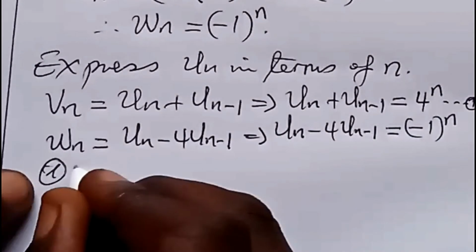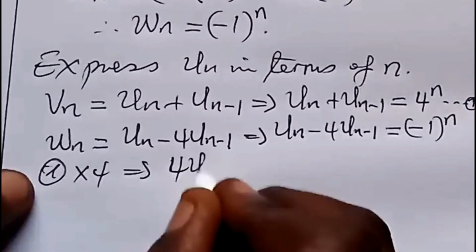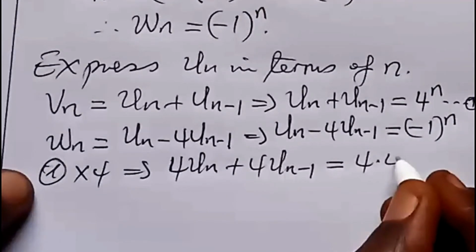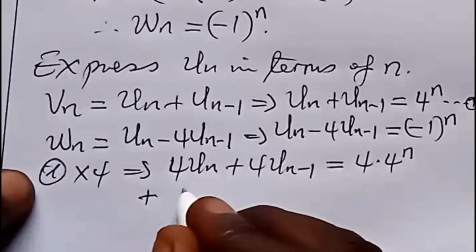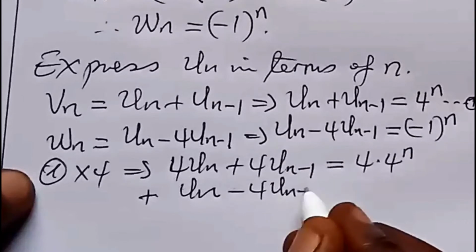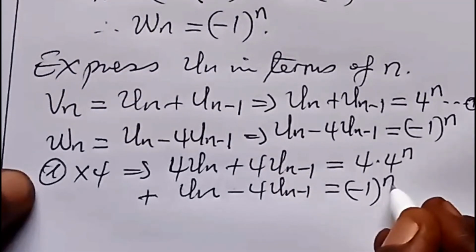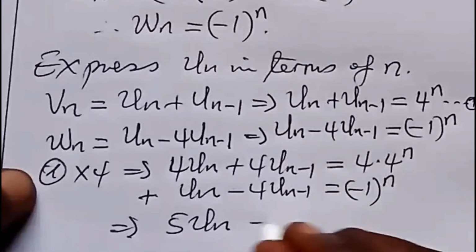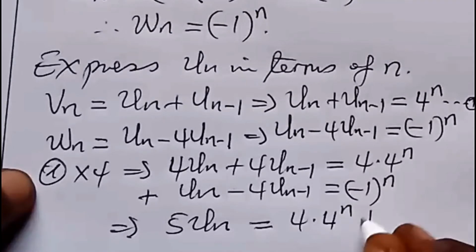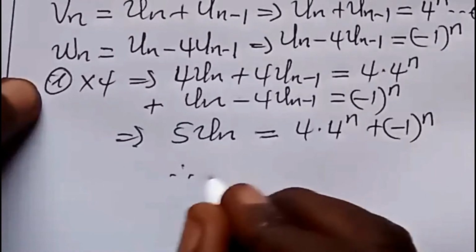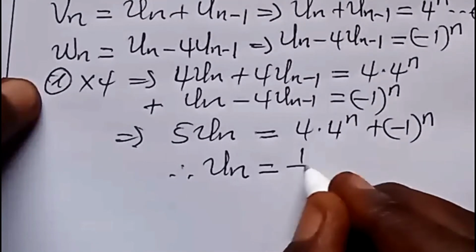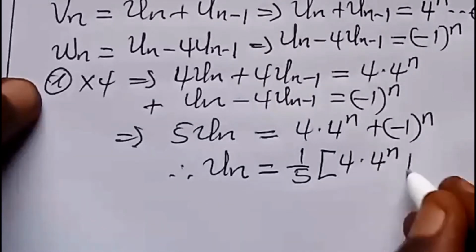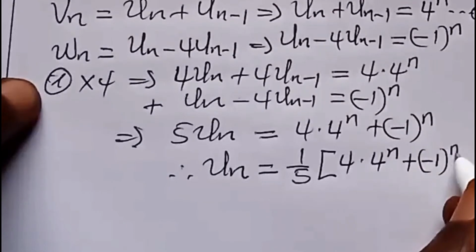So if I multiply 1 by 4, I will get that 4un plus 4un minus 1 should be equal to 4 to the n. And then I add now to un minus 4un minus 1, which is negative 1 to the n. So adding that, we have 5un. These two will disappear, and we have 4 to the n plus negative 1 to the n. Therefore, un equals 1 all over 5 into 4 to the n plus negative 1 to the n.